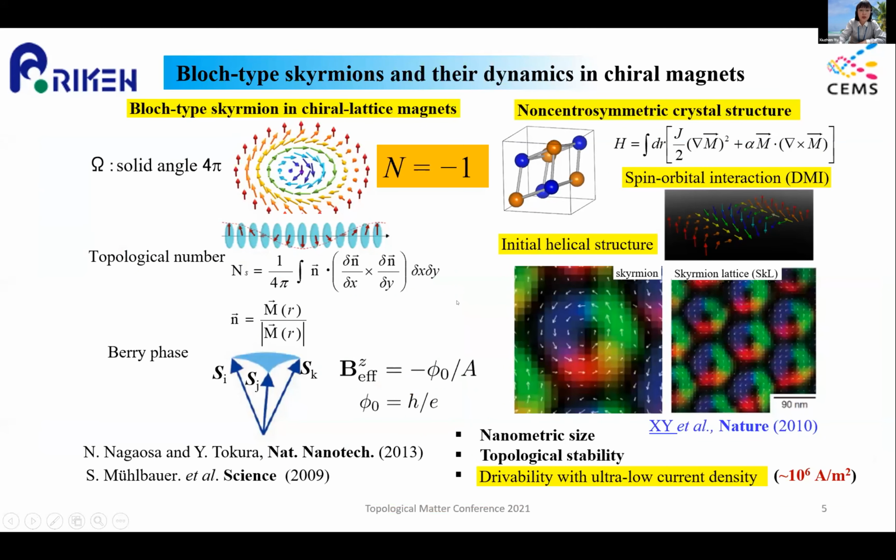So next, let me move to the first topic, the Bloch-type skyrmion shown here, and their dynamics in chiral lattice magnets. As I think all of you know, this nonlinear spin texture induces a Berry phase and also induces a fictitious field. And this field is inversely proportional to the skyrmion diameter, which means the smaller the skyrmion size, the more gigantic the emergent magnetic phenomena should be.